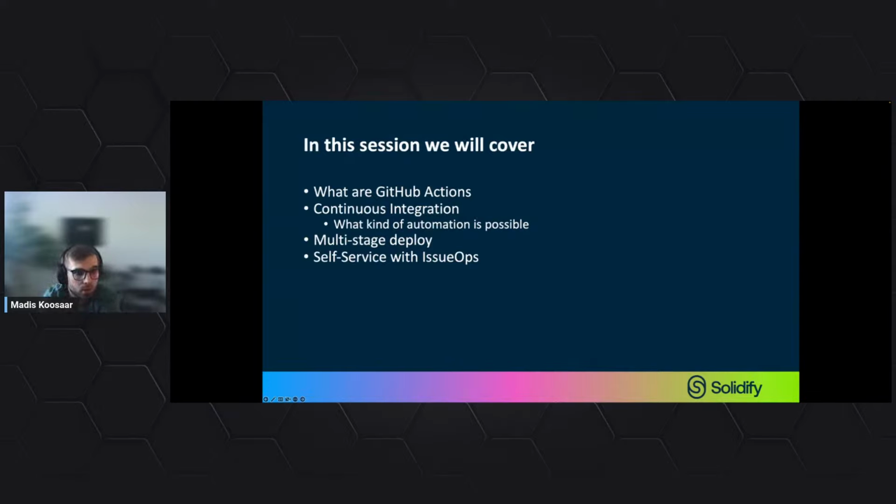In this session, what I will cover. So first, I'll go through briefly what GitHub Actions are. Then we're going to talk about continuous integration and what kind of automation is possible besides that. We're going to look at multi-stage deployment, and for the last part, I'm going to demo how we can do a self-service with issue ops.